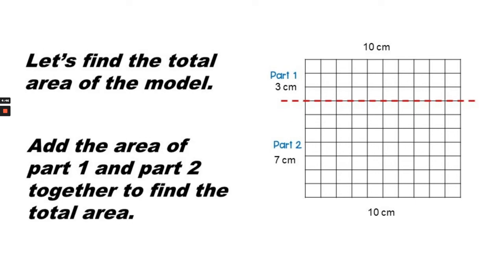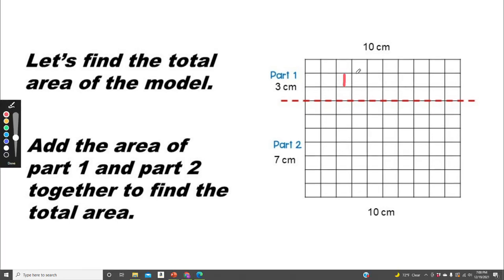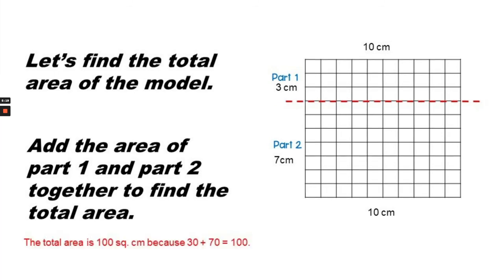Now we can find the total area of the model by adding the area of part 1 and part 2 together. So we said that 10 times 3 equals 30, and 10 times 7 equals 70. So the total area would be 30 plus 70. The total area is 100 square centimeters because 30 plus 70 equals 100.